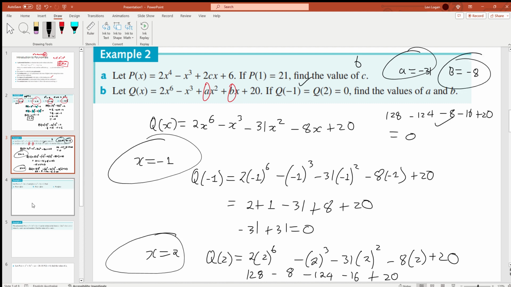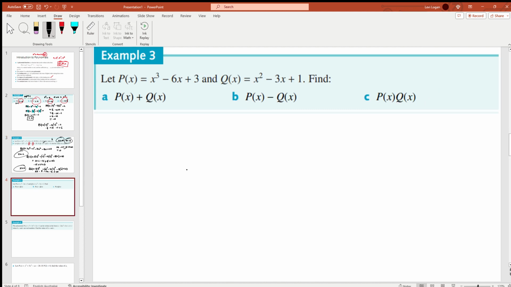Alright, let's move on to the next example. So this will be the last example for this video, and then we'll do a part 2 to this one. Now this isn't all the polynomials done, this is just an introduction really into it. So, example 3, p of x equals x cubed minus 6x plus 3, and q of x equals x squared minus 3x plus 1. Find a, p of x plus q of x, b, p of x minus q of x, and c, p of x times q of x.